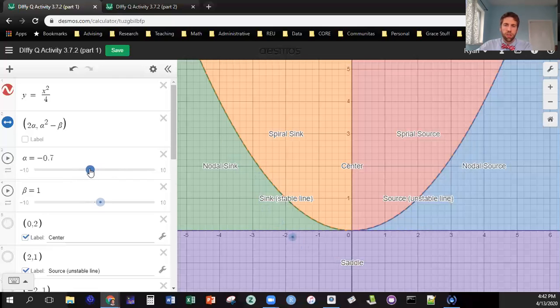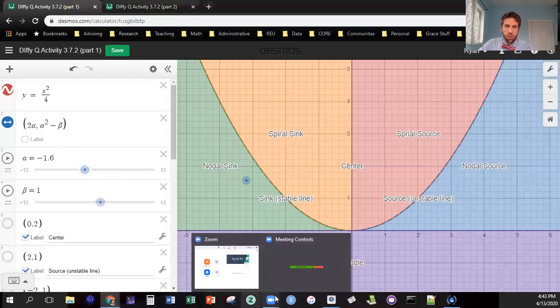Okay, so where's the crossover point? Well, the crossover point is when our point has positive or negative y value. So when alpha is positive and this number is positive, meaning alpha squared is greater than beta, then we have a nodal source. And when alpha squared is less than beta, doesn't matter if alpha is positive or negative, it's a saddle. And when alpha is negative and alpha squared is greater than beta, we have a nodal sink. Okay, so let's write all of those things down that I just said.